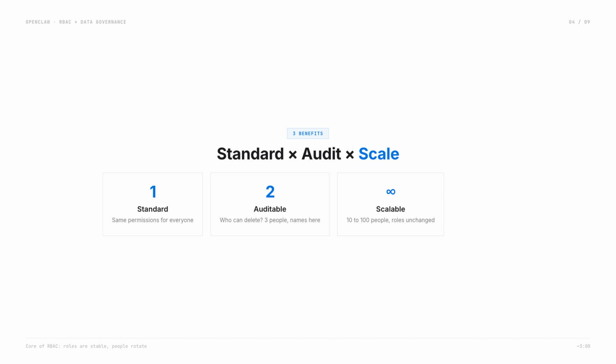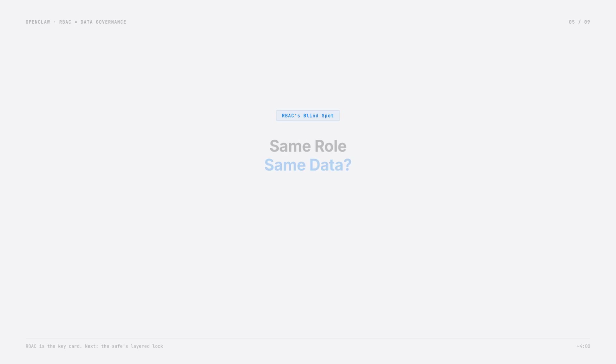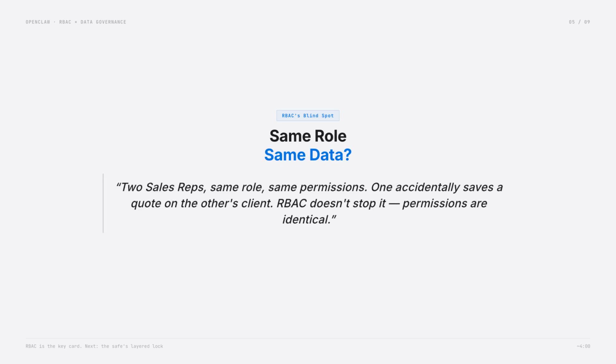Then you ask the first rep, "Can you see which clients the second rep closed?" He says, "Yes, I can. In fact, I accidentally saved a quote to one of his clients yesterday." That is the problem. Both are sales reps, same role, same permissions, but they handle completely different clients. RBAC does not stop this. Same role means same access. In real life, this is a data leak risk.